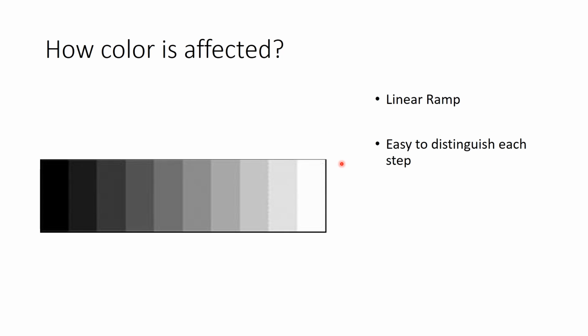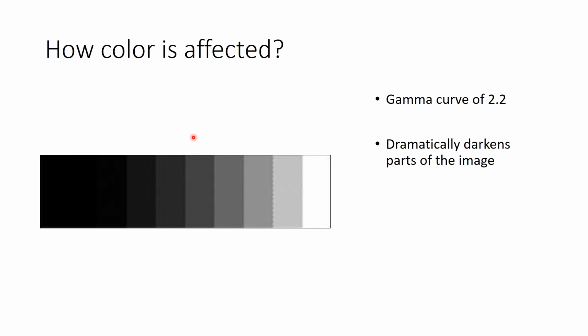To see how the color is affected, we will begin with this example. This is a linear ramp. It's linear because it's easy to distinguish each step. In these 10 steps, you are going from black gradually to the white color. In this case, a gamma curve of 2.2 was applied to the first linear ramp. And as you can see, it's difficult to distinguish the dark colors, but it's easy to distinguish the white colors.